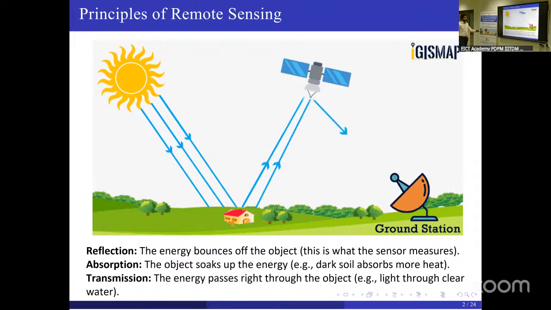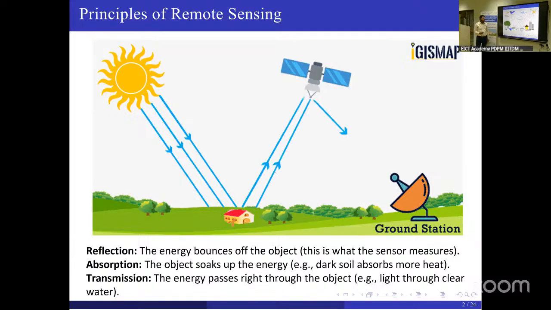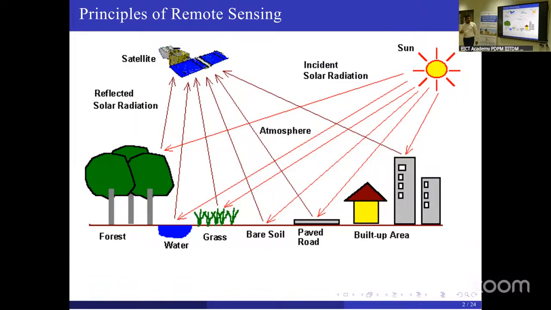So through the reflection, absorption and transmission of the light, we are getting the data from the earth surface by the satellite. So we are collecting the data using the satellite. If our satellite has a sensor, we are able to collect the data in the form of forest, water, grass, bare soil, paved road and built up area. So everything we are getting with the satellite.